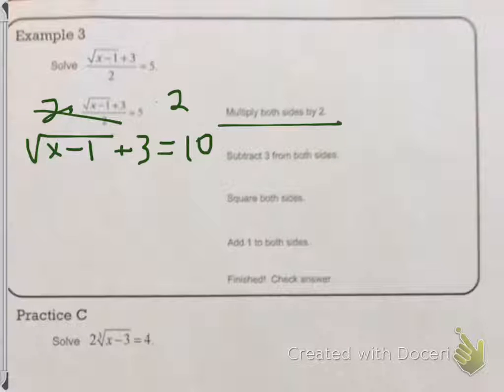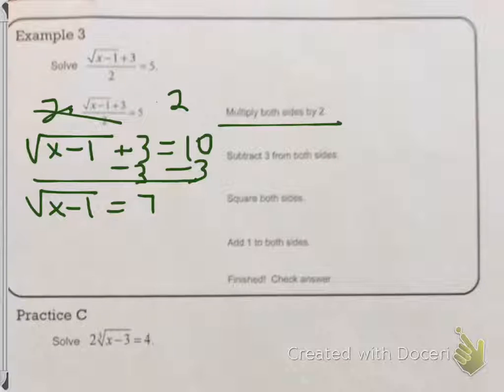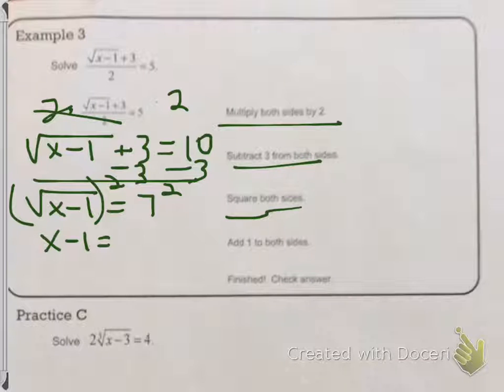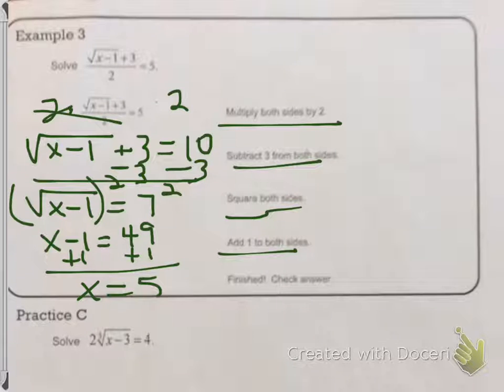I'm still trying to isolate that square root, so I'm going to subtract a 3 next. So I'll have the square root of x minus 1 equals 7. We're going to square both sides next to get rid of that square root. On this side it cancels to x minus 1. On this side I get 7 squared, which is 49. Still trying to isolate the x, so I'm going to add 1 to both sides. So I get x equals 50.